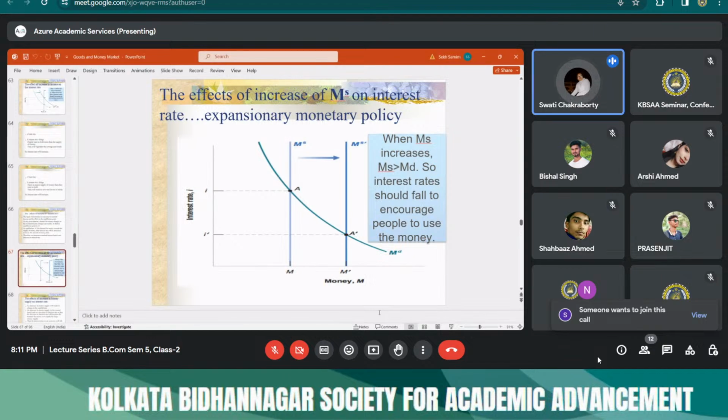So what do banks do? They start decreasing the rate of interest so that people will sell off their assets and start holding money. So the rate of interest goes down till I dash, where the new equilibrium point is A dash.